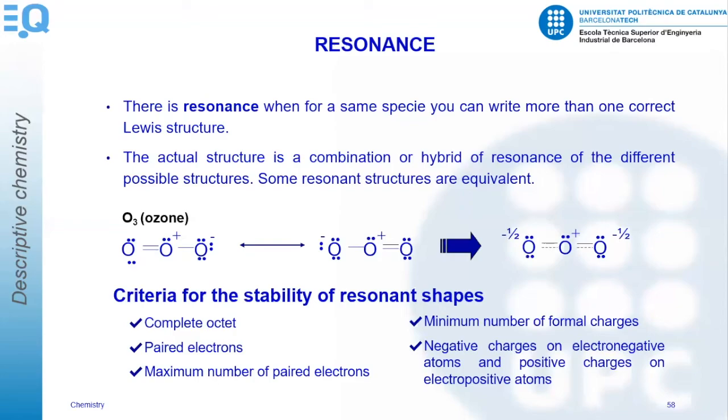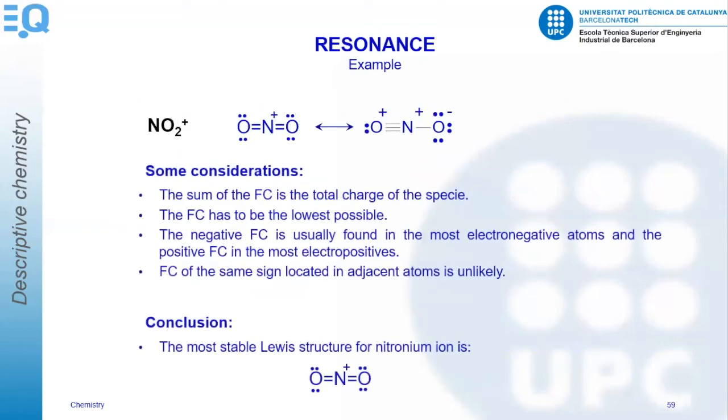Take into consideration that the hybrid of resonance may have formal charges even though the molecule is neutral. A resonance shape is more stable when first, the octets are complete, second, the maximum number of electrons is paired, and third, there is a minimum number of formal charges, which must be negative on electronegative atoms and positive on electropositive ones.